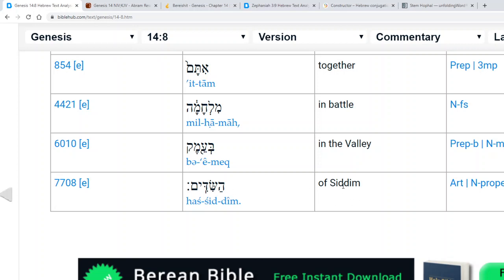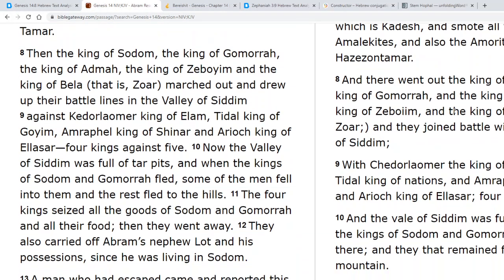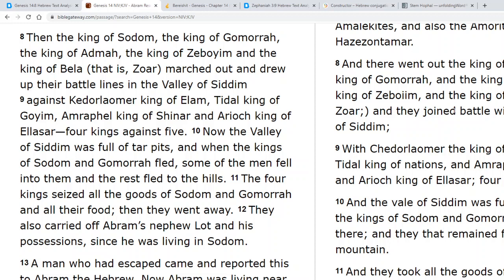Or the Siddites, right? But I think that's Stom. Interesting. Let's see how it's being translated. Verse 8. And there went out the king of Stom, right? And the king of Amorah, and the king of Admah, and the king of Tzivoim, and the king of Bela, the same is Zoar. And they joined battle with them. So they're saying joined battle with them in the vale of Sidim.